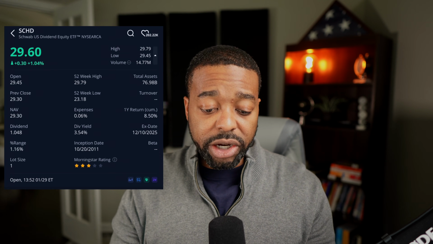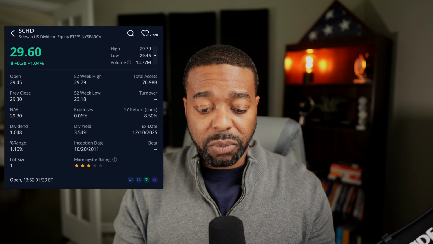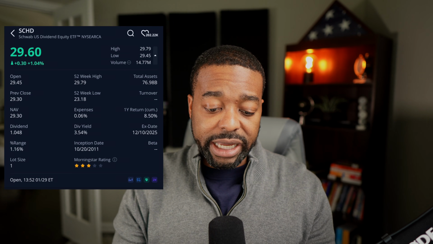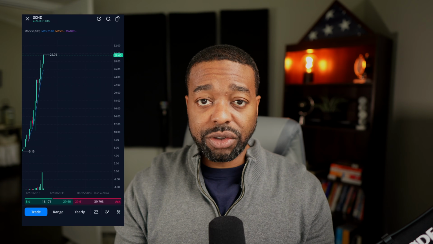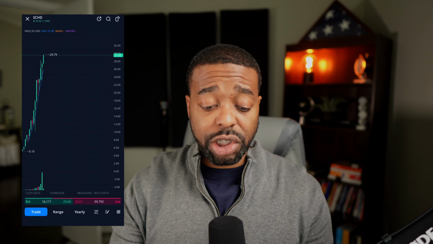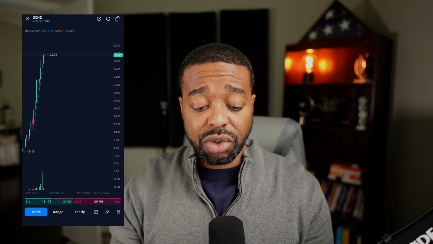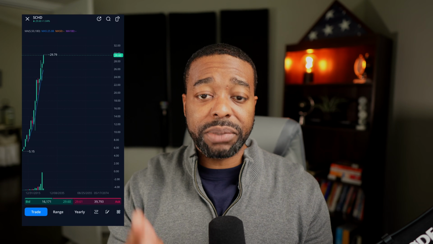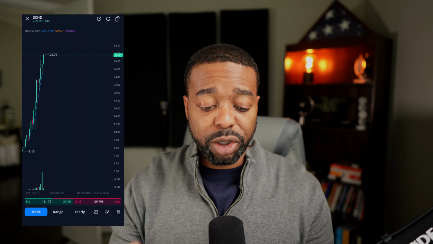And we have a 1-year cumulative return of 8.5%. And you can see that in the far right column there. Right here, we're taking a look at a yearly candlestick chart for SCHD. I like to show you guys these charts because it gives you a visualization of how the position has been moving from a yearly perspective.